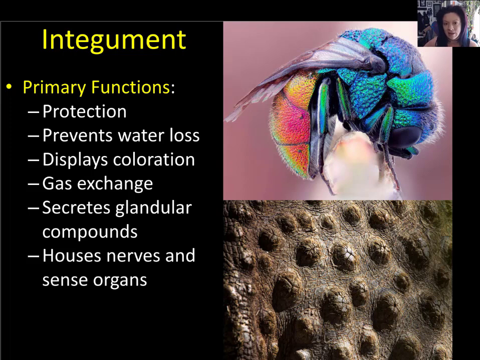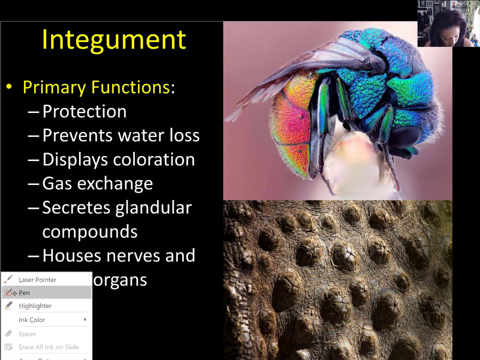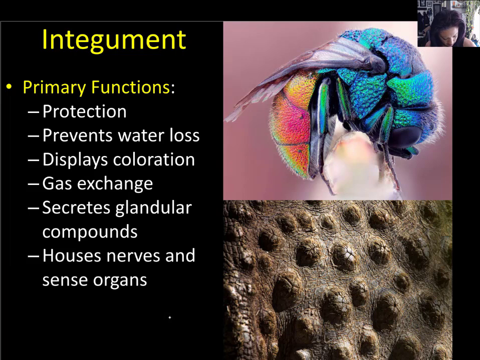Integument has a lot of other functions as well, in addition to being protective. It helps to prevent water loss. It seals moisture inside the body so that animals don't desiccate as easily. Desiccation is simply drying out, losing water to the environment. Desiccation. That's a word you'll need to know.